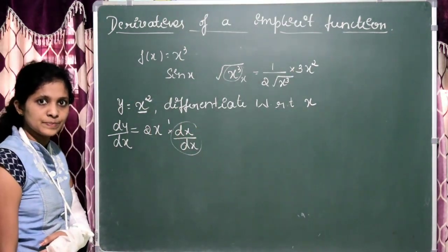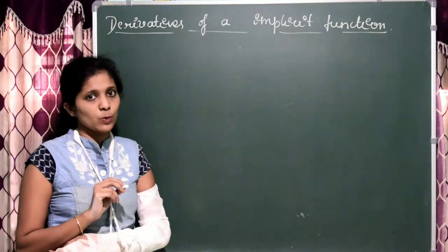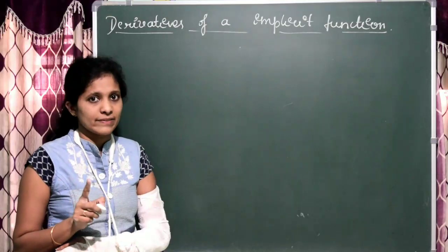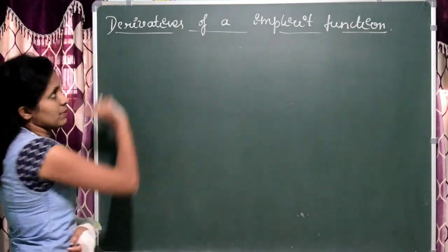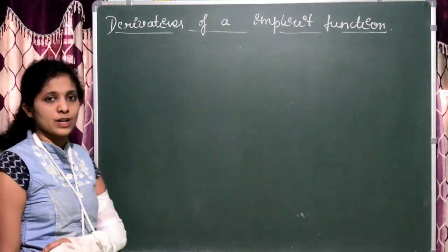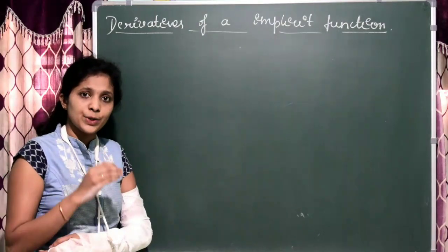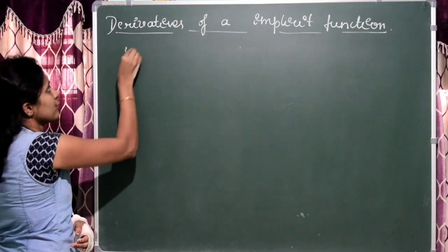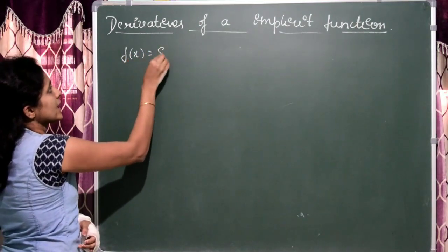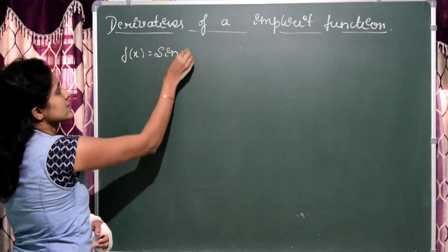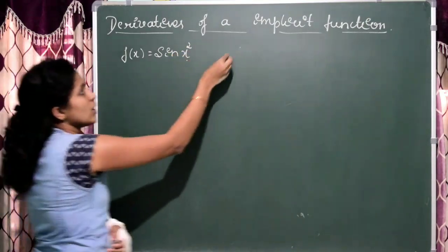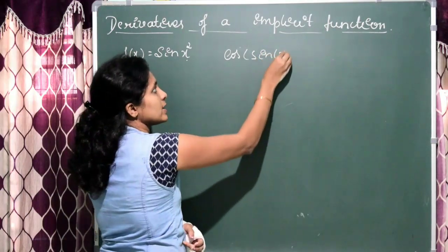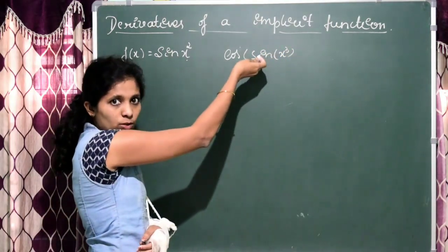Is it clear? See students, to solve differential problems, your limits basics should be strong. Without that you can't solve those problems. Remember that. Okay. Now this is the next concept, that is derivatives of an implicit function. So far we are finding the derivative of a function which contains only one variable. For example, if I consider f of x equal to sin x square. Here only one variable is there, that is x, right? Or cos of sin of x cube. Here also only one variable is there, that is x, right? Such problems we have solved.